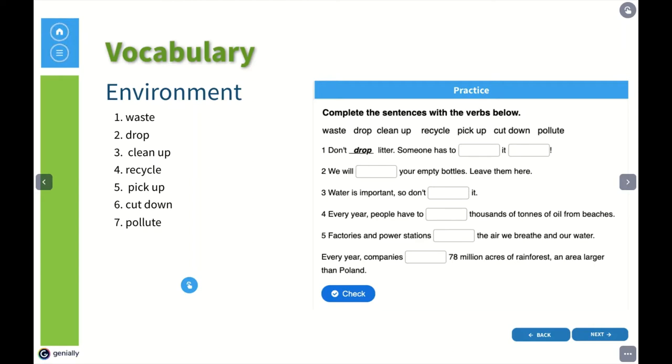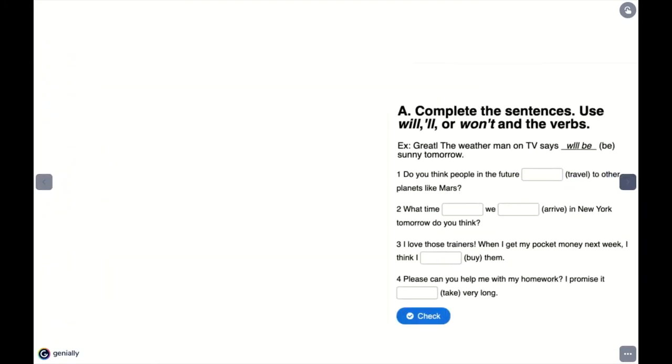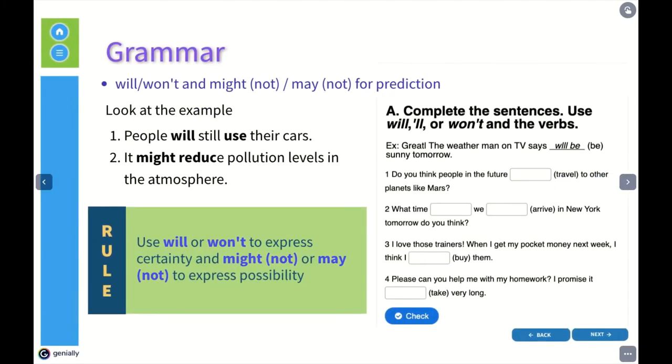So after you learn these verbs, complete the sentences with the verbs below. Number one has already been done for you, so for the rest you practice by yourself. Okay, so let's now learn the grammar: will or won't, might or may not for prediction, first conditional, and unless. Okay, so let's learn these modal verbs will or won't, might or may not for prediction.